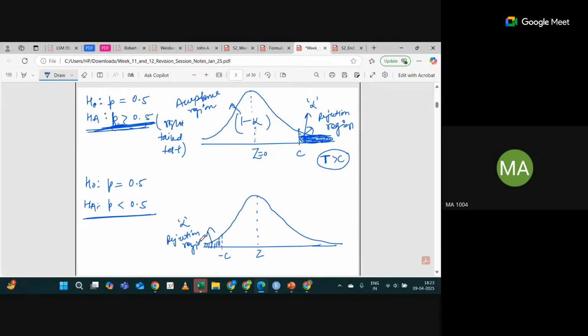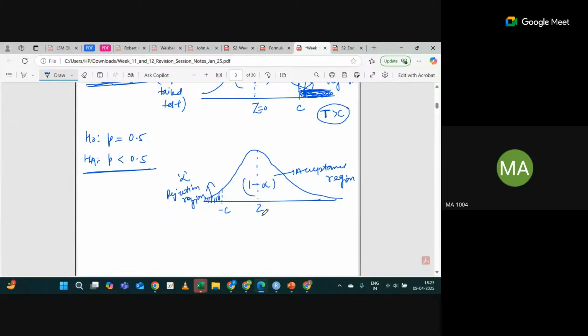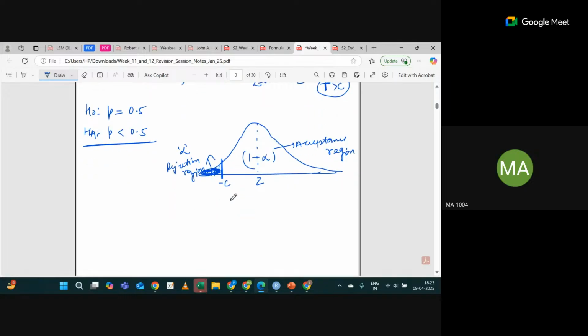It will be clear in a minute. Don't worry why I'm saying this alpha and all. So if this is the alpha and the area under the curve is 1, then this will be 1 minus alpha. So this is the acceptance region. If the value of the test statistic you have calculated is less than this minus C, then your decision will be to reject your H naught. So this is called a left tail test.